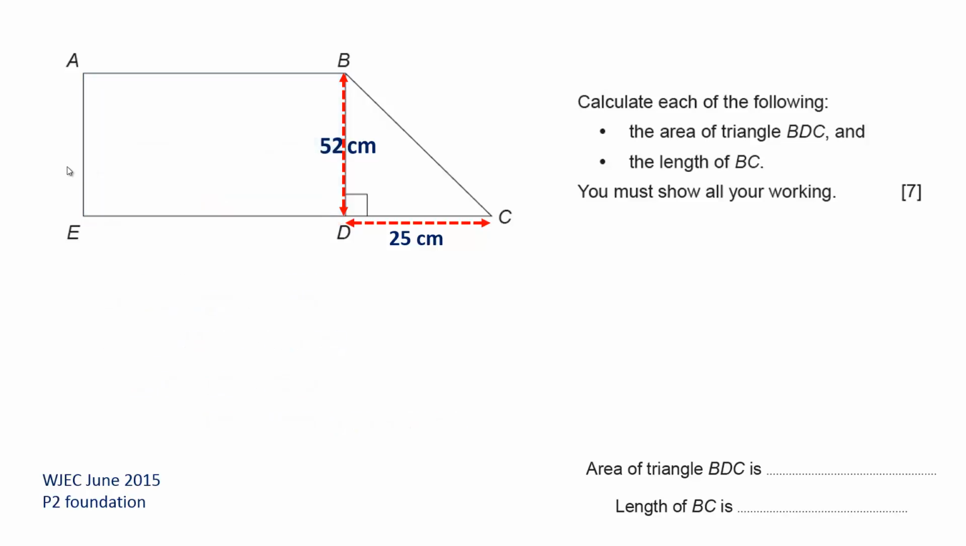So it's clear all that out of the way. We want the area of the triangle. Well, that's half the base times the height. Half times 25 times 52. Plug that into the calculator, we get 650. And then the length of BC. Well, that's a Pythagoras theorem question. And it's a nice one because we're finding out the hypotenuse. Note the right angle is pointing to BC.